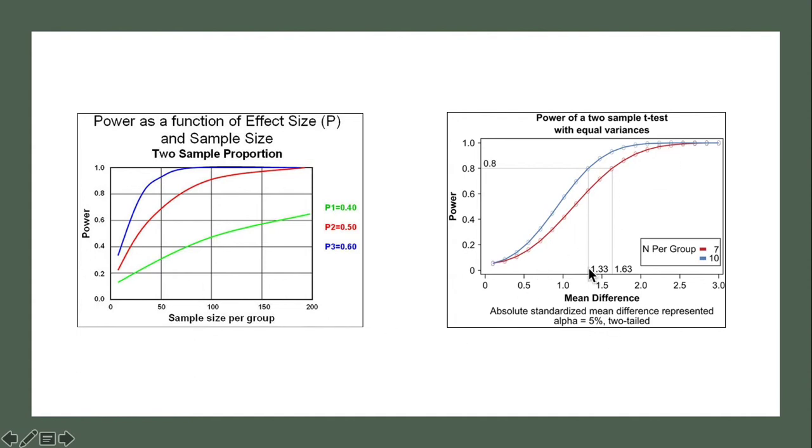If we look over here at these different effect sizes and different sample sizes, we have a sample size of 7 and a sample size of 10. So for an effect size of a mean difference of 1.33 between two groups, here you can see with a smaller sample size, we only have a power of about 60%. However, we achieve 80% power with that same effect size at the larger sample size. Now, if we go with the same sample size of 7, we would need to have a much larger difference between the groups to achieve the equivalent power.